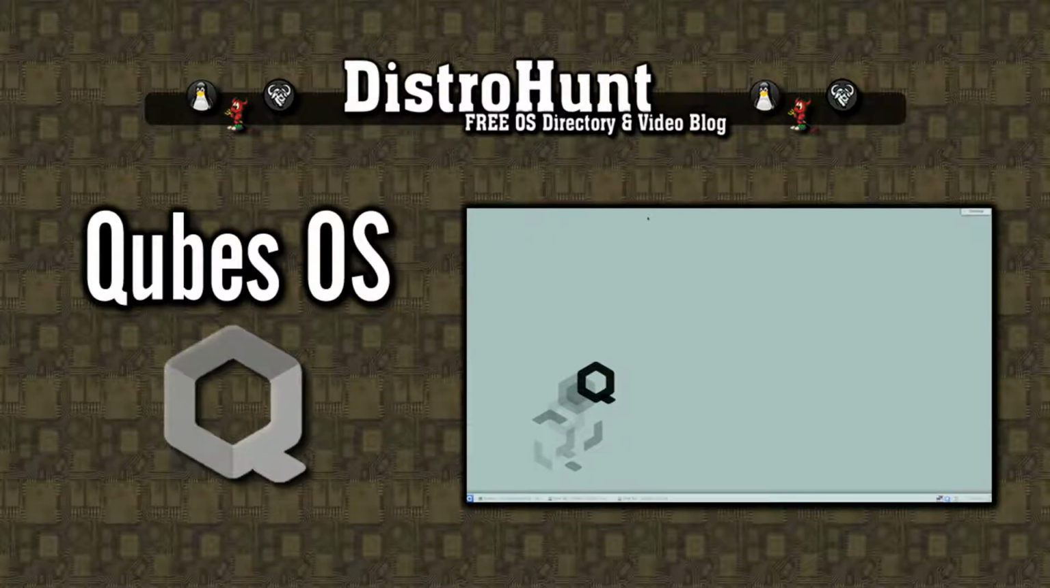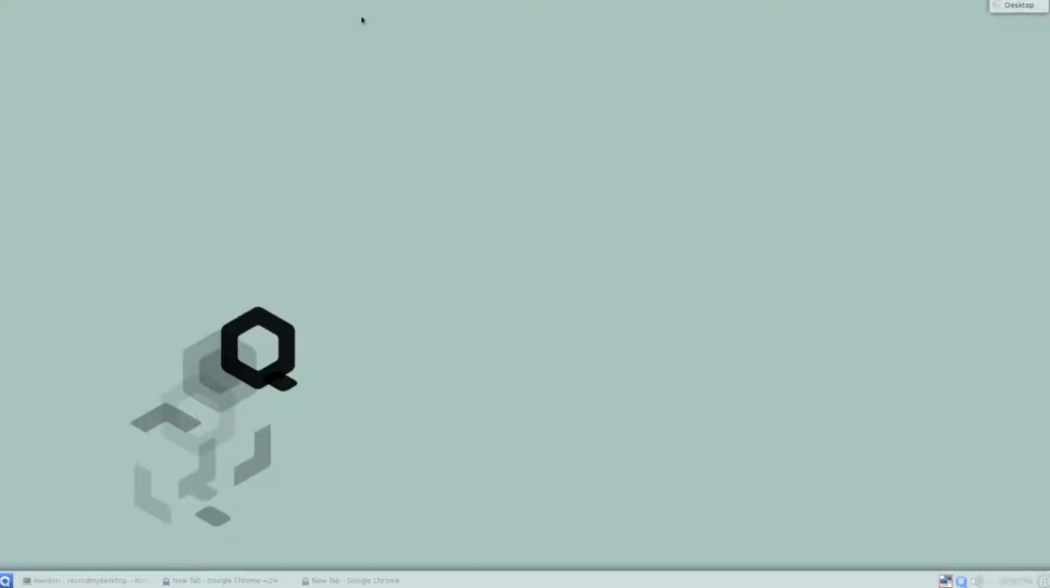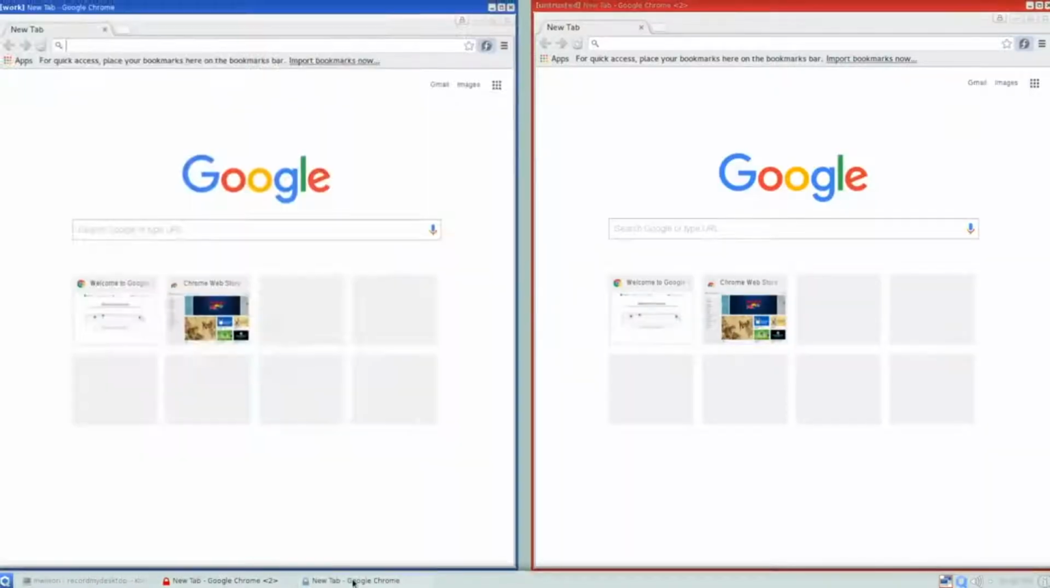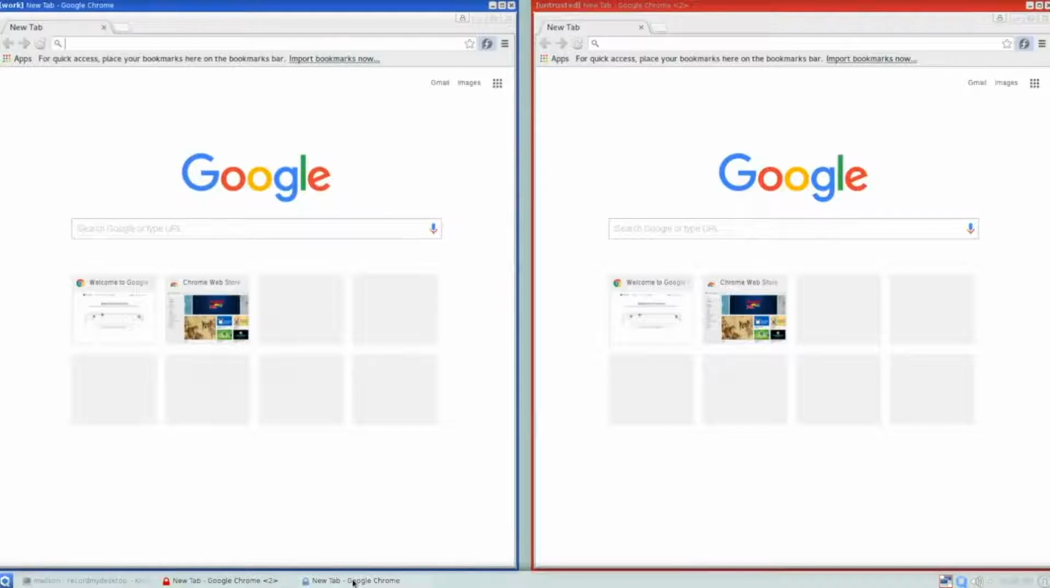Qubes OS is a security-oriented operating system based on Fedora. Qubes takes an approach called security by compartmentalization, which allows you to sandbox the various parts of your digital life into securely isolated compartments called qubes.